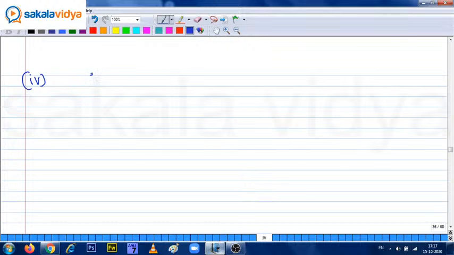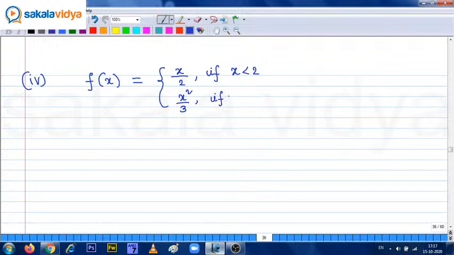f of x equals x upon 2 if x less than 2, x square upon 3 if x greater than or equal to 2. a is equal to 2. That means at x is equal to 2 we need to verify the limit.